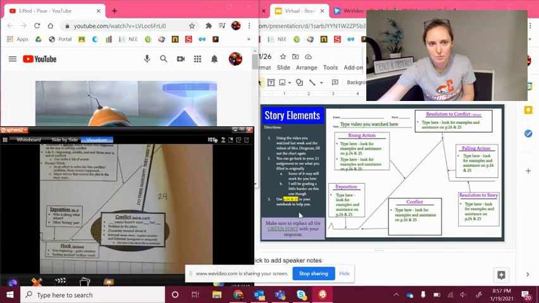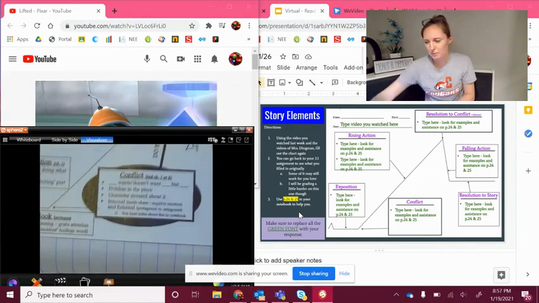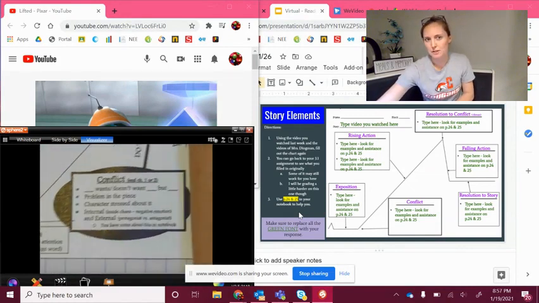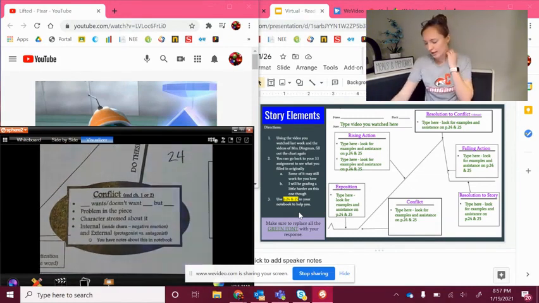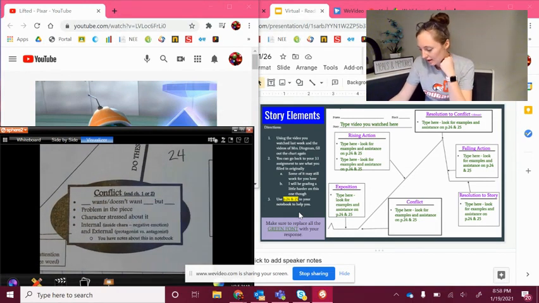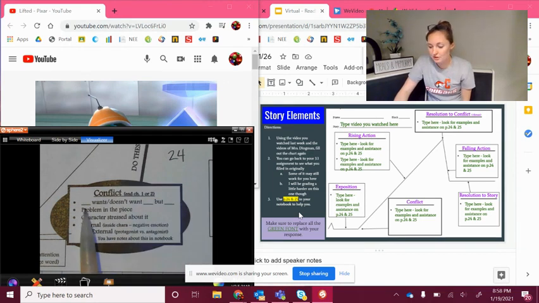All right, so in your notebook on page 24, I have a format in here for you to follow that helps you to get that conflict available to you. So it has blank wants or doesn't want blank, but blank's in the way. Okay, so you're going to just basically put the character. And in this particular video, I'm thinking it's the little alien.